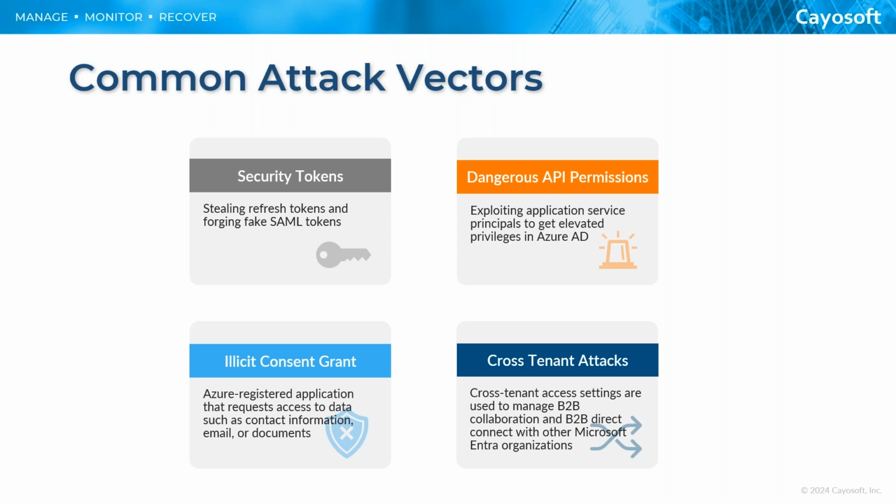And then cross-tenant attacks. So what are cross-tenant attacks? Well, first we need to understand that cross-tenant access settings were used to manage B2B collaboration between different organizations. But if misconfigured, it can also allow an attacker to go from one tenant to another tenant. And that's exactly what occurred in the Microsoft Midnight Blizzard. They were able to first take advantage of the cross-tenant capability, but also take advantage of the dangerous API permissions.